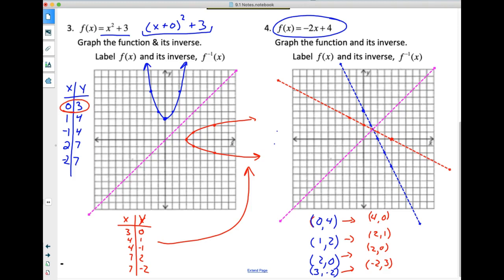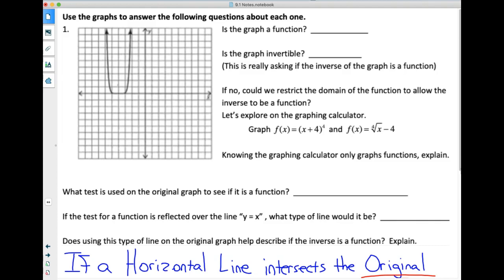And number 4 is invertible. Number 3 is not invertible unless we restrict the domain. What are we talking about with that? Well, here we go. Next page is where we're going to discuss that portion of it. Okay? Use the graph to answer the following questions about each one.